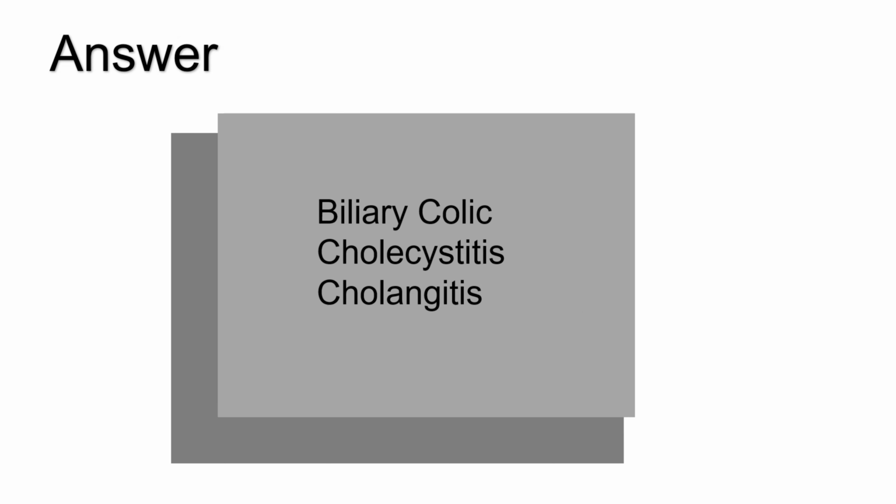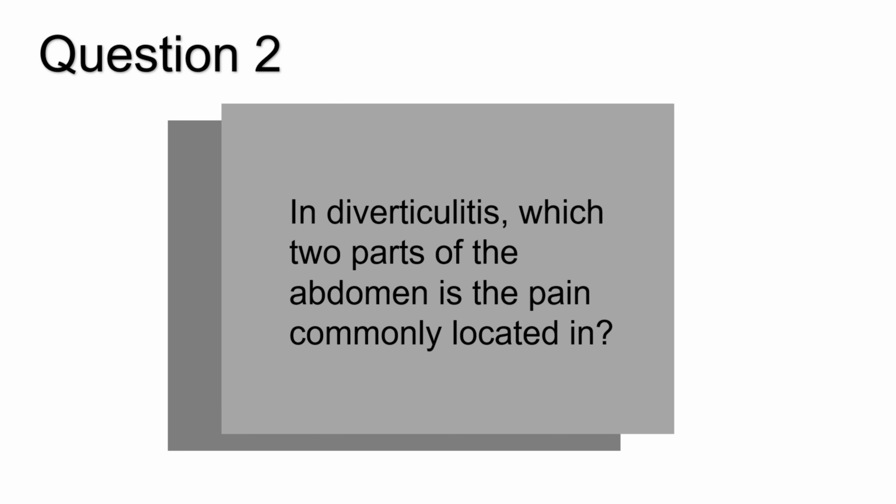Okay, let's have a look at the answer. So in the right upper quadrant, you can find the liver and you can find the gallbladder. Now, most patients with right upper quadrant pain present with gallbladder symptoms. So that includes biliary colic, cholecystitis, and cholangitis. Okay, let's move on to the next question. In diverticulitis, which 2 parts of the abdomen is the pain commonly located in?